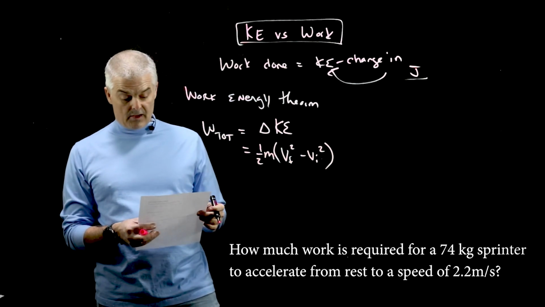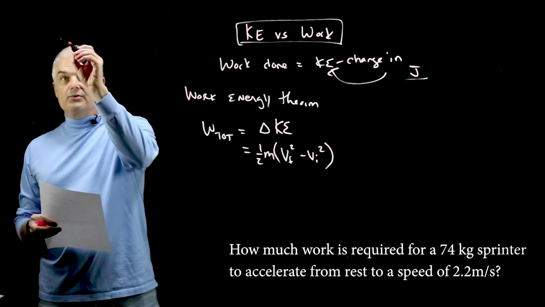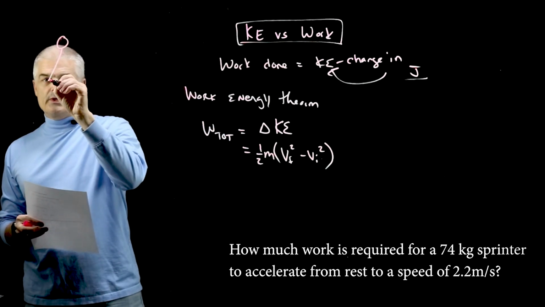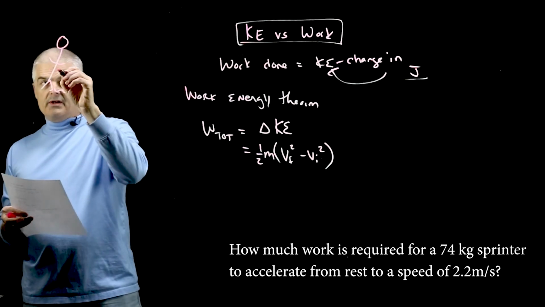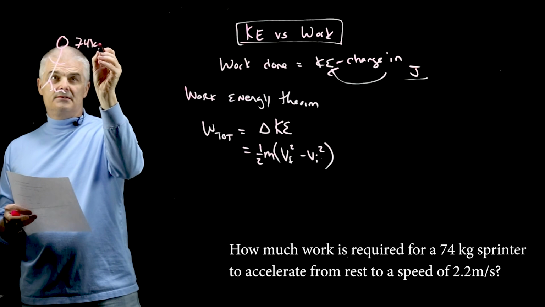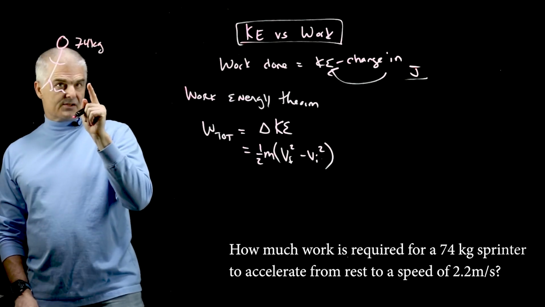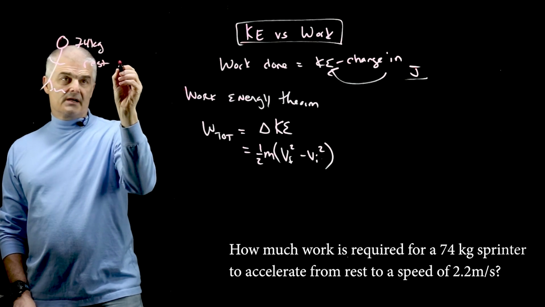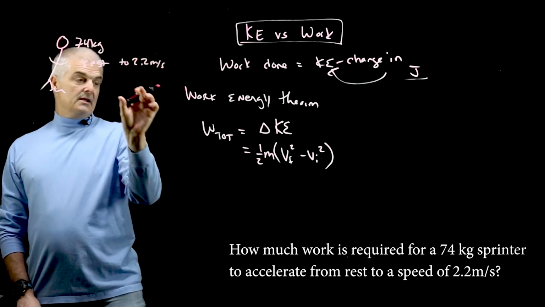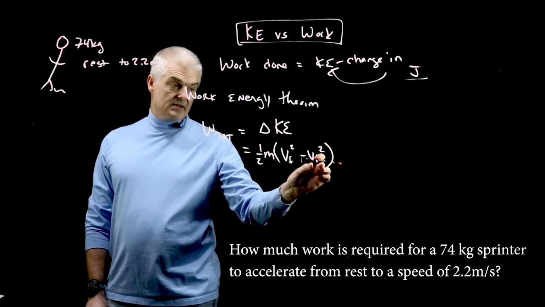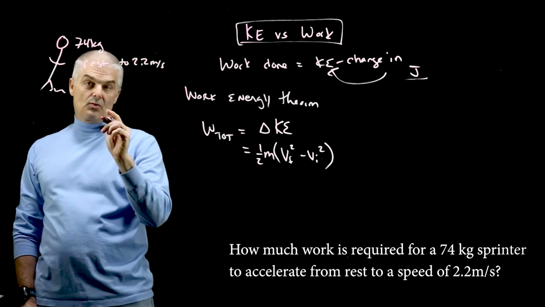How much work is required for a 74 kilogram sprinter? So we've got a dude who's very fast, or dudette, and they weigh 74 kilograms. And they're going to accelerate from rest to 2.2 meters per second. Now, if you think about this, rest means initial velocity 0, so we can just use the 1/2 mv squared.